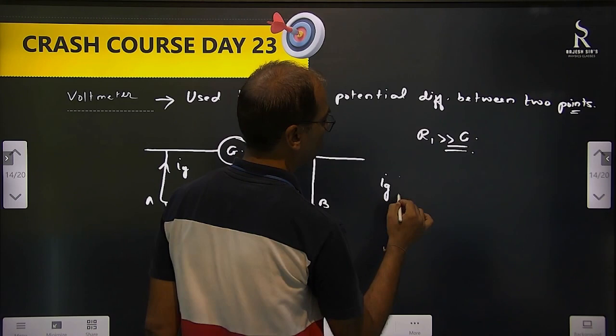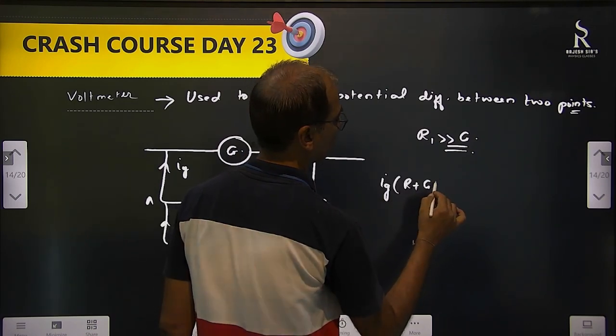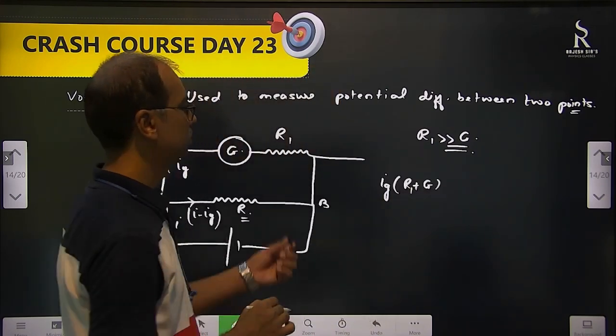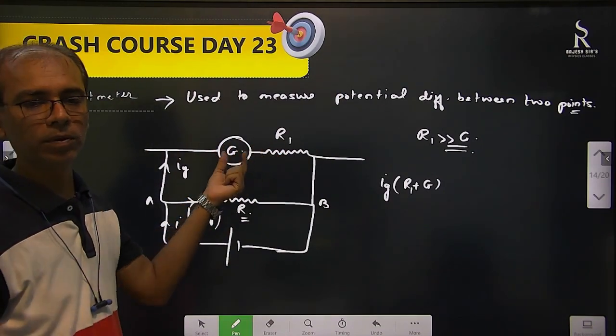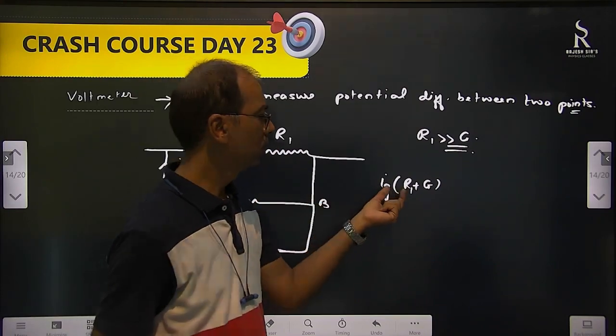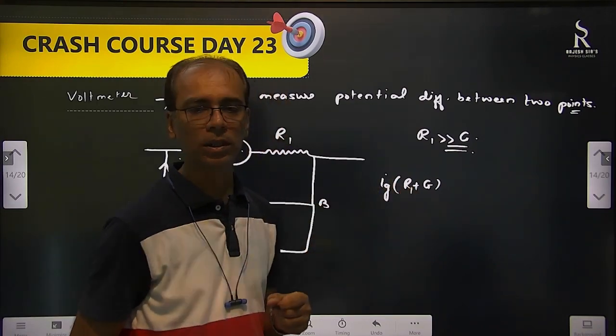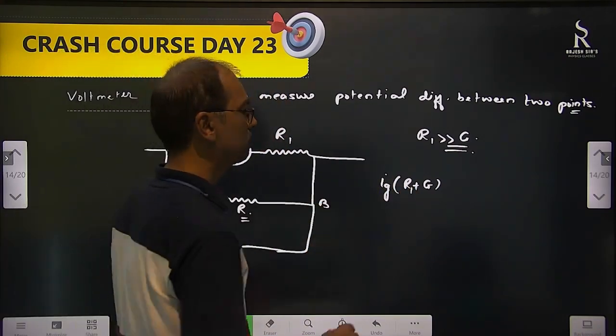I_g into R1 plus G, because total resistance of now voltmeter is what? R1 plus G. And what current is going? Ig. So Ig into R1 plus G is equal to what? I minus Ig into R.